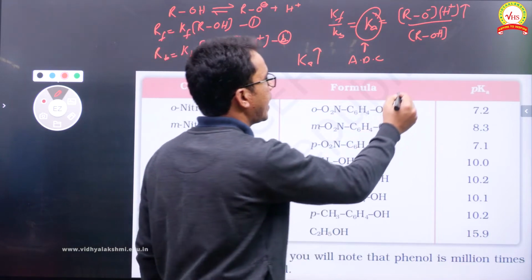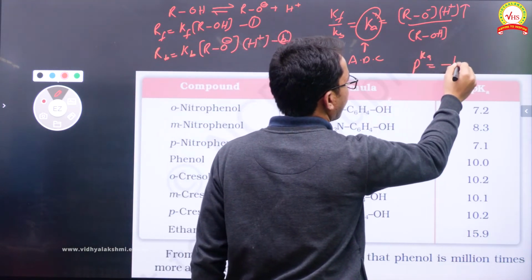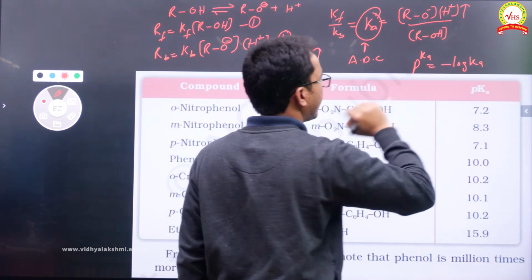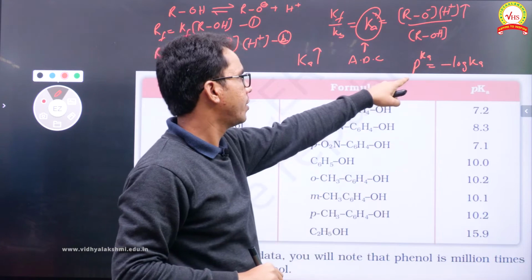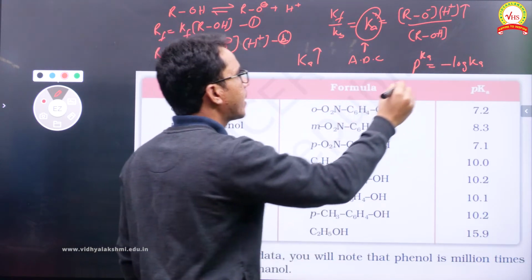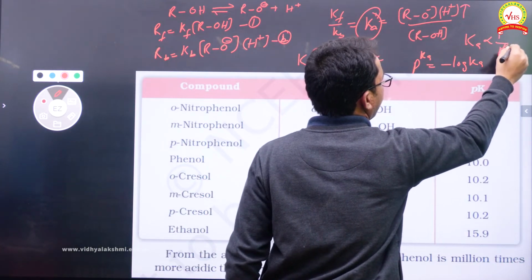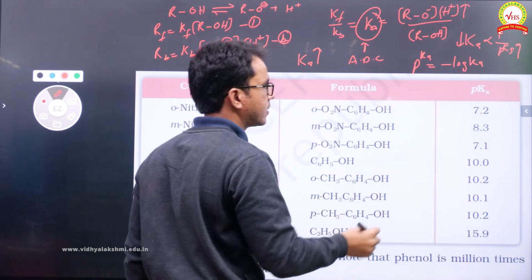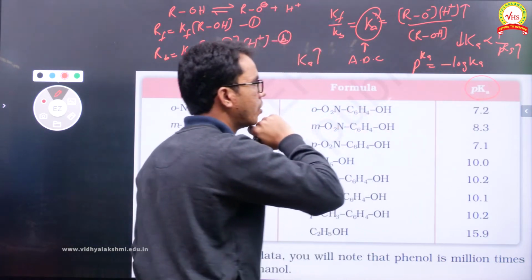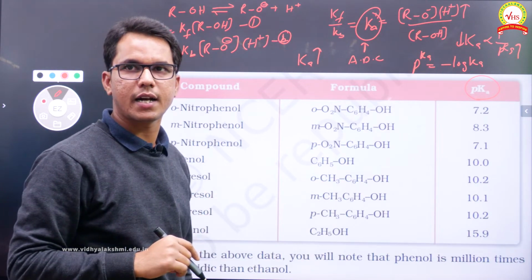Now, if you take pKa, pKa is nothing but the negative logarithm of Ka. As the Ka value increases, the pKa value decreases. Simply, we can take it as Ka being inversely proportional to pKa. As the pKa value increases, the Ka value decreases, and acidic nature also decreases. Here we have pKa, and as the pKa value increases, its acidic character also decreases, right?